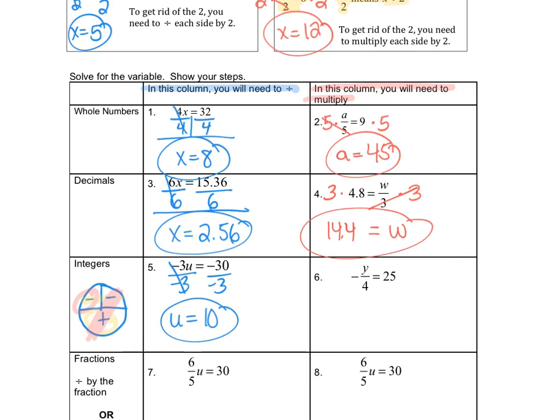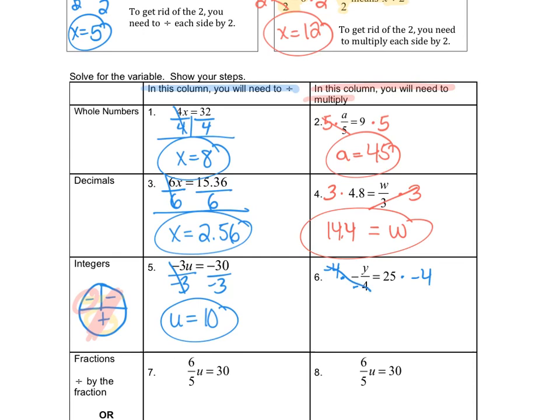Number 6, we have y. You can technically take this negative and apply it to your 4 because that's the number that you're working with. So really what we have is y divided by negative 4 is equal to 25. Since we're dividing, to get rid of that negative 4, we're going to multiply both sides by the negative 4.